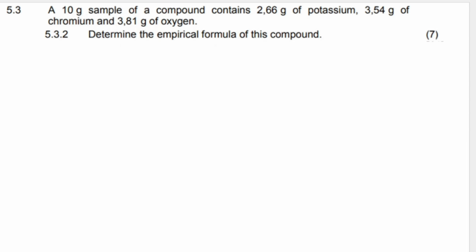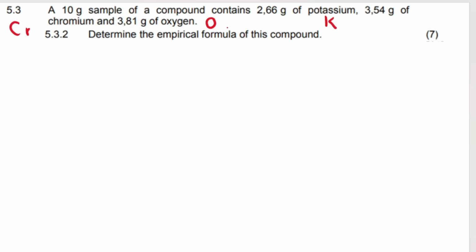The first thing that I want you to notice is that they do tell me all the elements that can be found in this compound. So they tell me potassium, we mentioned that is K, they mention chromium, that is Cr, and they mention oxygen, which is O. If you add up the mass in grams of these compounds, you do get 10,01, and they do say they are taking a 10-gram sample of the compound.